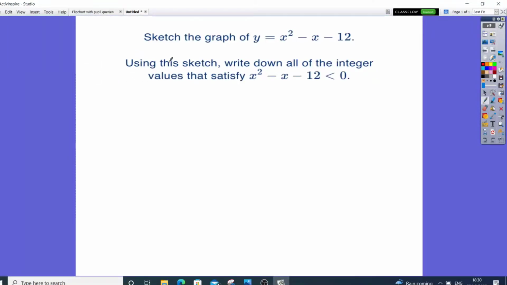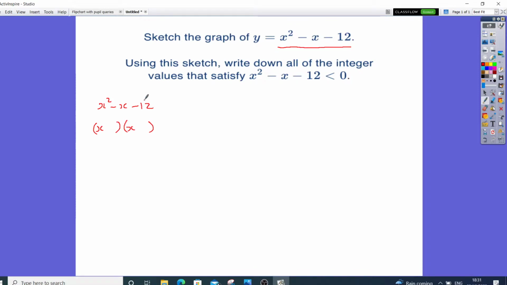Okay, so when you're tackling this question, first of all, you've got to sketch this graph. Before we start to sketch it, we need to factorize it. So first of all, x squared minus x minus 12. If we factorize that, we get x in each bracket.